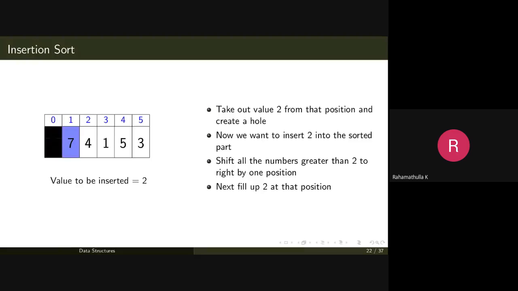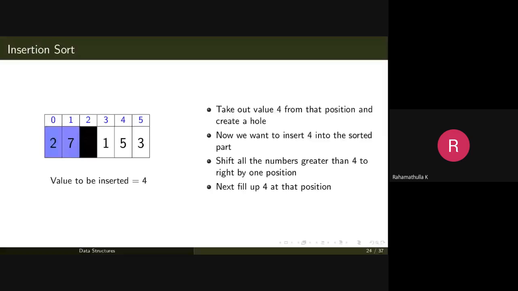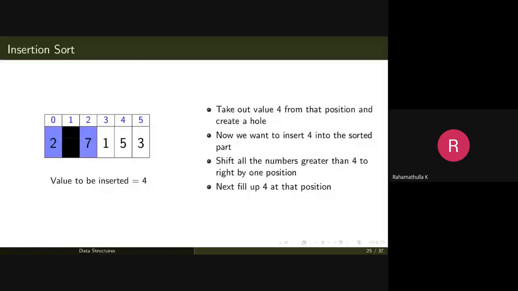Next element that uses the value to be inserted is 4. Now we want to insert 4 into the sorted part. So once again we'll shift all the numbers that are greater than 4 to the right hand side by one position. So 7 will be shifted, 2 will not be shifted because 2 is not greater than 4. So 7 will be shifted and for that the hole will be transferred to its previous location. So 4 will be inserted at that position.